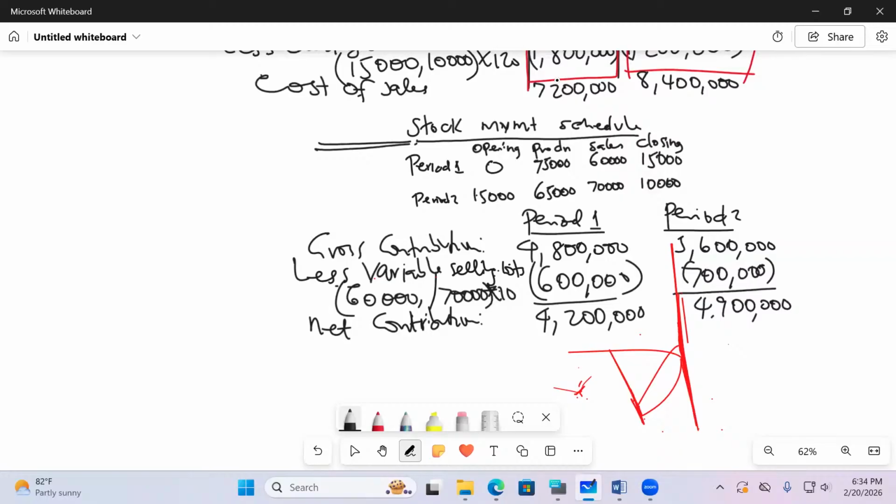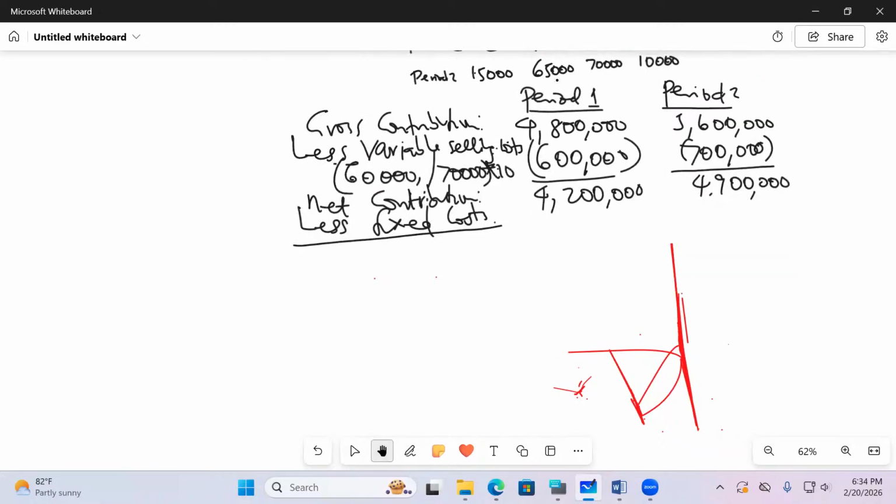Now from this, having gotten the net contribution, what do you think will be the next step for us? We less all fixed costs, starting with fixed production, and any other. If they tell you there is fixed administration, you deduct it at this juncture. So less fixed costs. So we start with fixed what? Fixed selling, isn't it? No, it's fixed production. Start with fixed production.